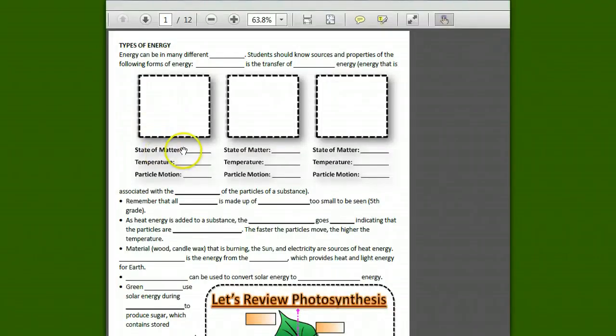So right here you should have written state of matter, liquid. Temperature should have been 20 degrees Celsius. You could have just put a C. And for the particle motion, you could just say moving kind of medium, medium motion, not real fast, not real slow. And in the next box and the next box, I'll tell you what to write in a minute.